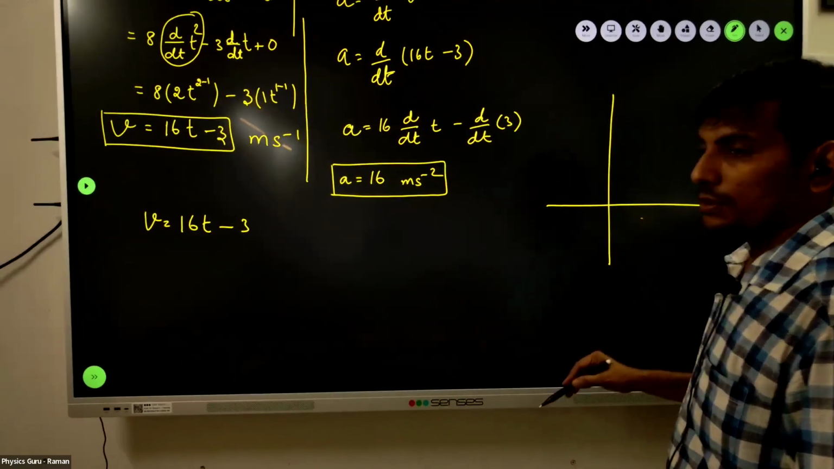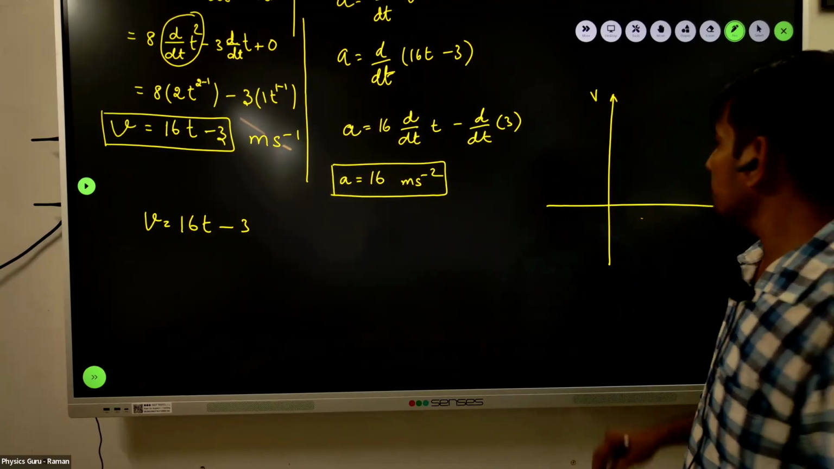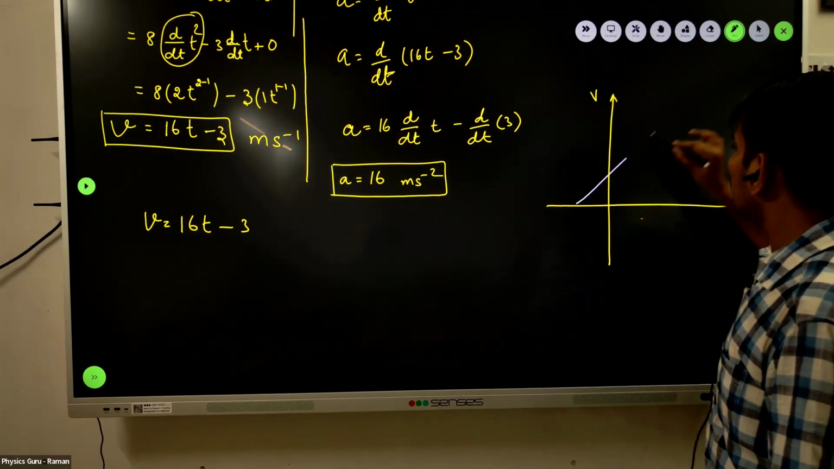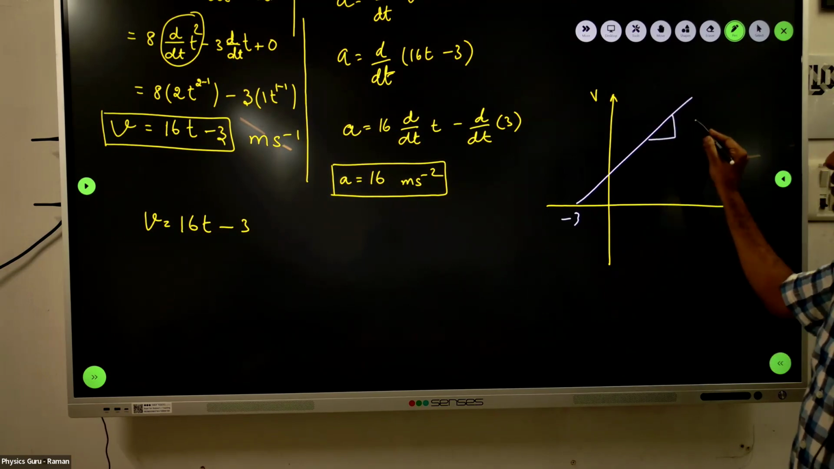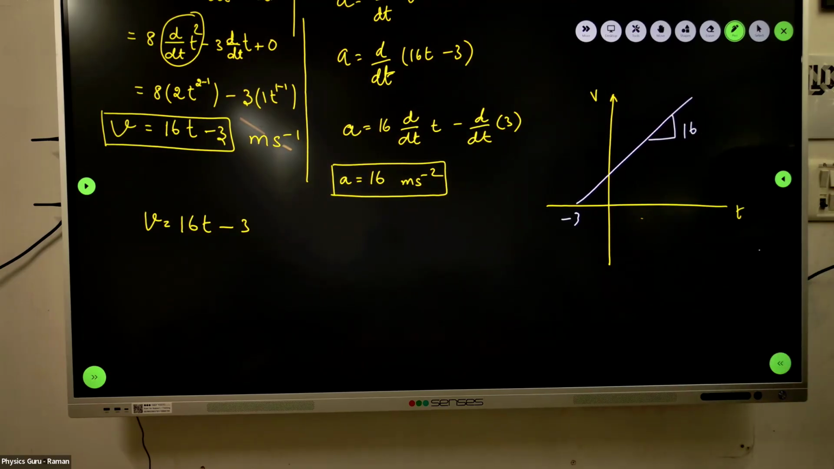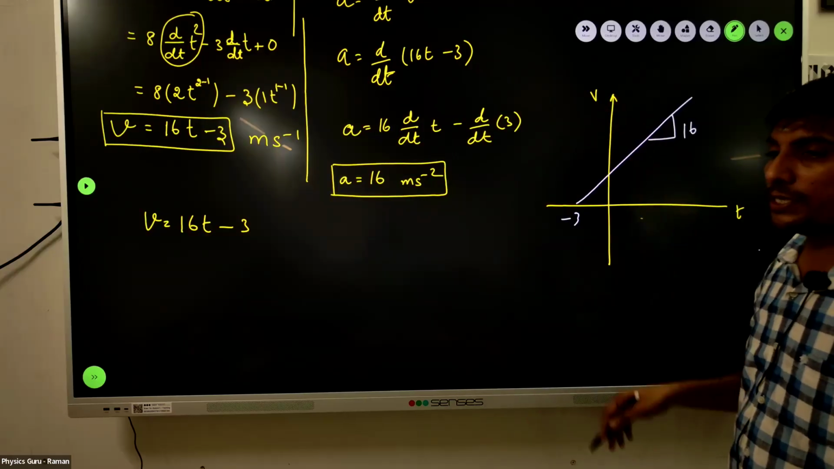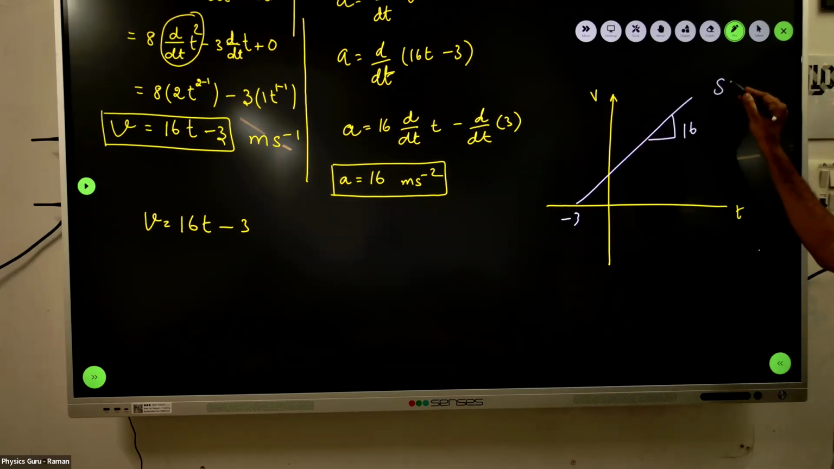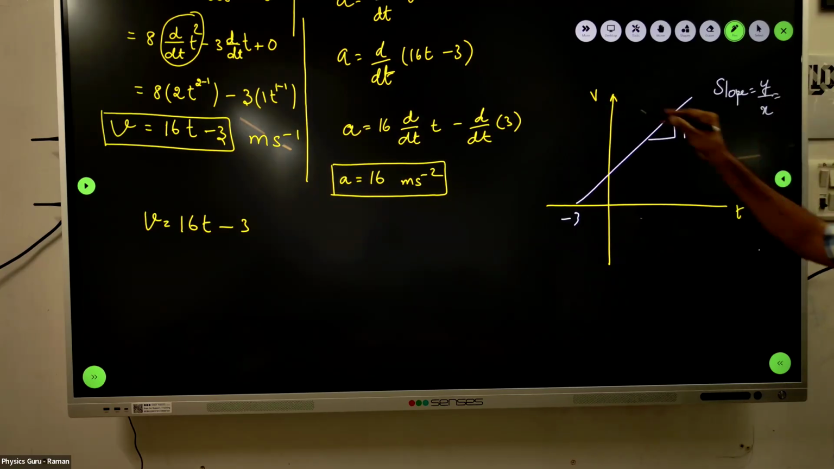Fine, children, look here. Velocity versus time graph. I hope you can recall this. So if you plot -3, what will be its slope? 16. Got it? What is the slope of a velocity-time graph? Acceleration, right? Slope is equal to y by x.